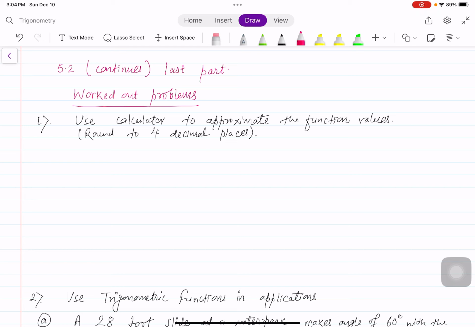We're gonna continue section 5.2, and this will be the last part from section 5.2. I have a few worked out examples, problems.